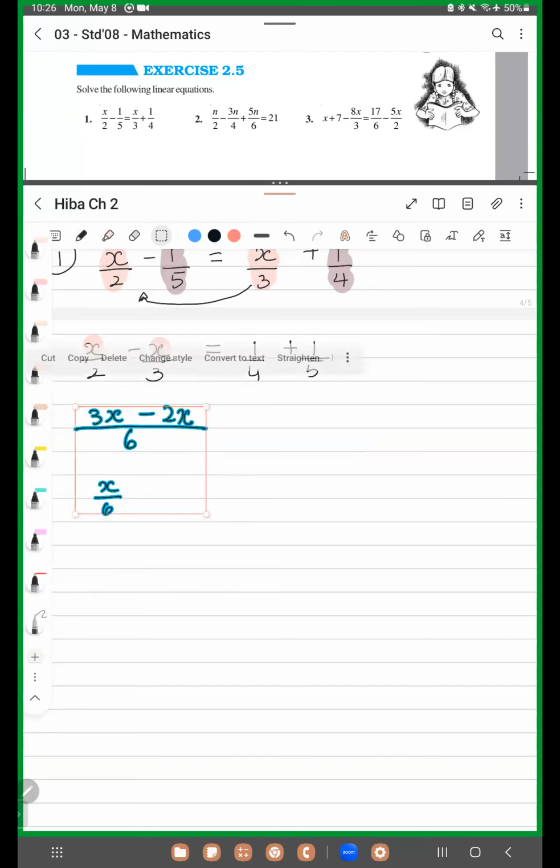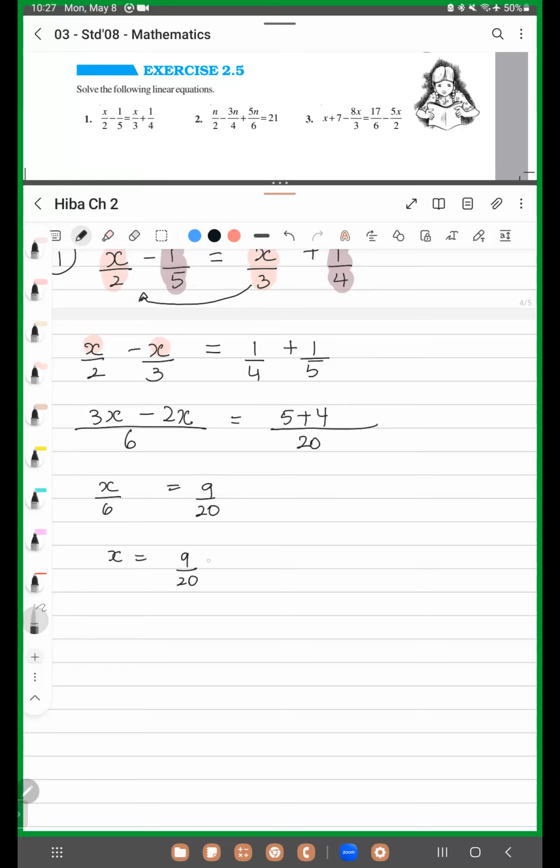Now let's solve the RHS. What's the LCM of 4 and 5? 20. So it will be 5 plus 4 by 20. Very good. And then x by 6 is equal to 9 by 20. What is x equal to?